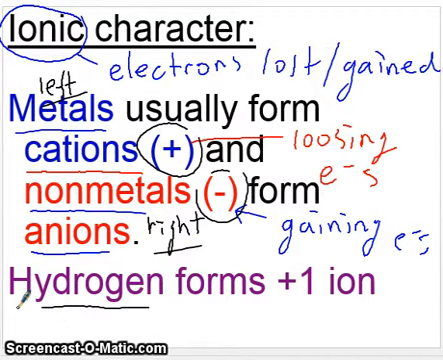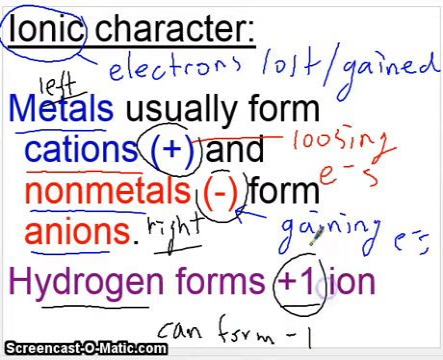If you are hydrogen, remember, hydrogen has properties of both metals and nonmetals. It has chemical properties of metals and physical properties of nonmetals. Hydrogen usually forms a +1 ion, although hydrogen can form a -1 ion, but usually it does not. Usually the +1 is the most common ion that hydrogen forms.